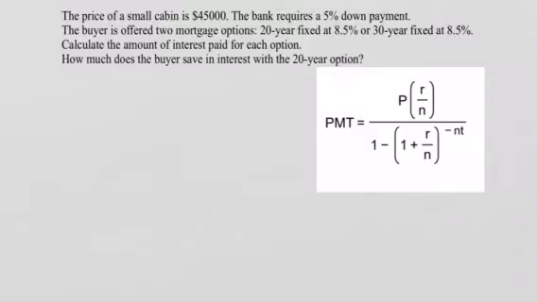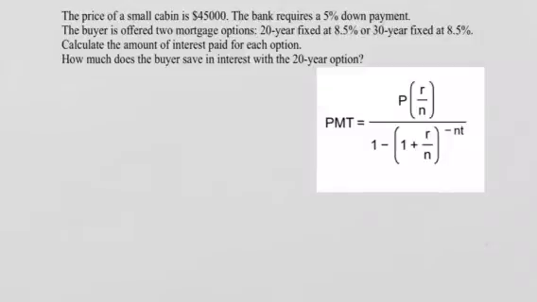Alright, so let's try one more problem. This says the price of a small cabin is $45,000. The bank requires a 5% down payment. The buyer is offered two mortgage options. One 20-year fixed at 8.5% or a 30-year fixed at 8.5%. Calculate the amount of interest paid for each option, and then we want to use that to determine how much does the buyer save in interest with a 20-year option.